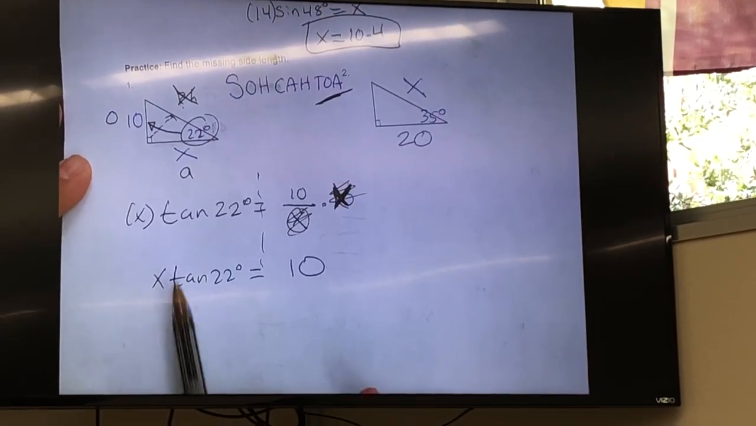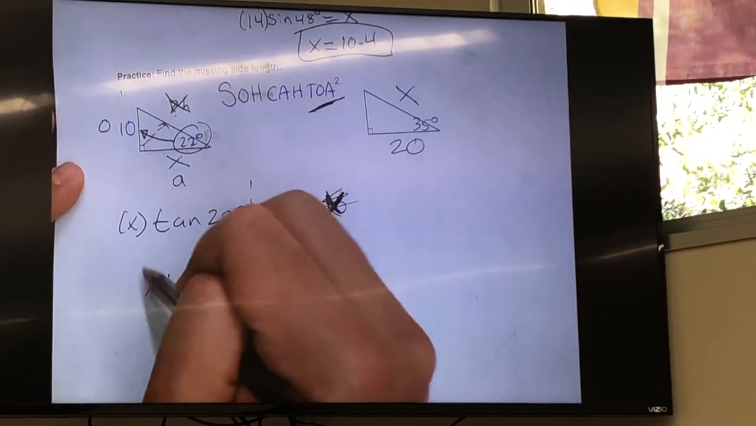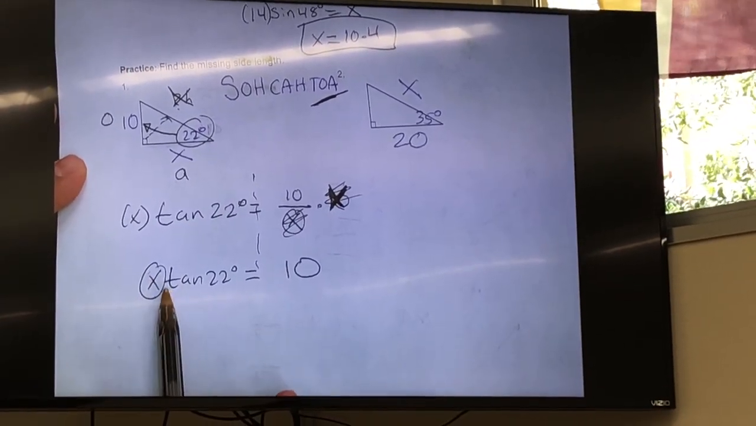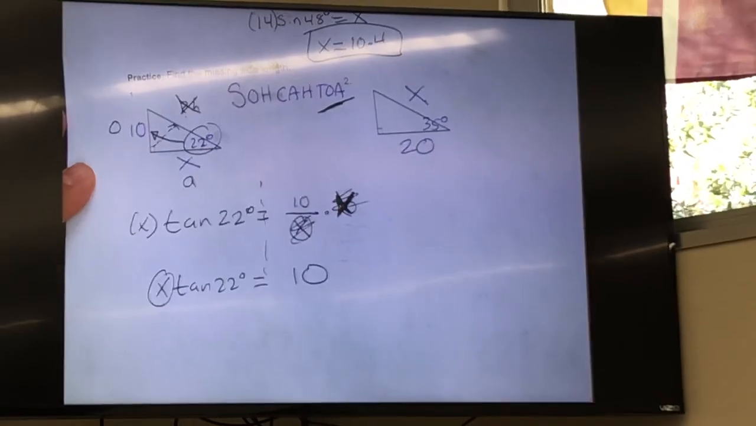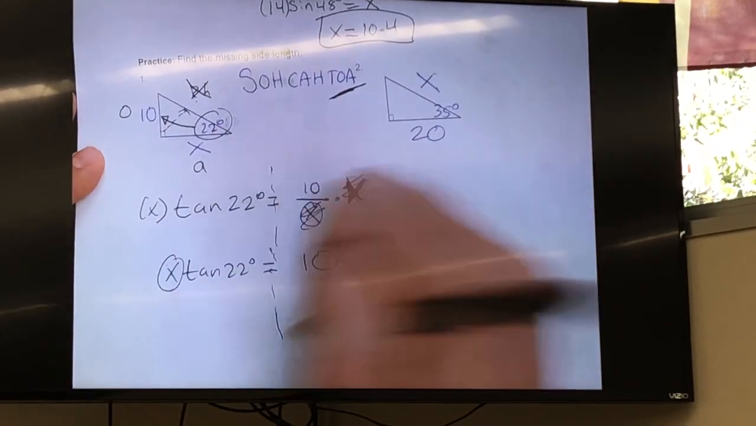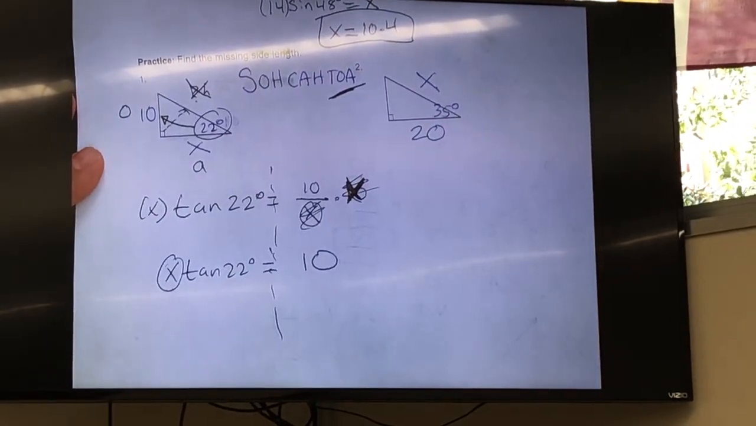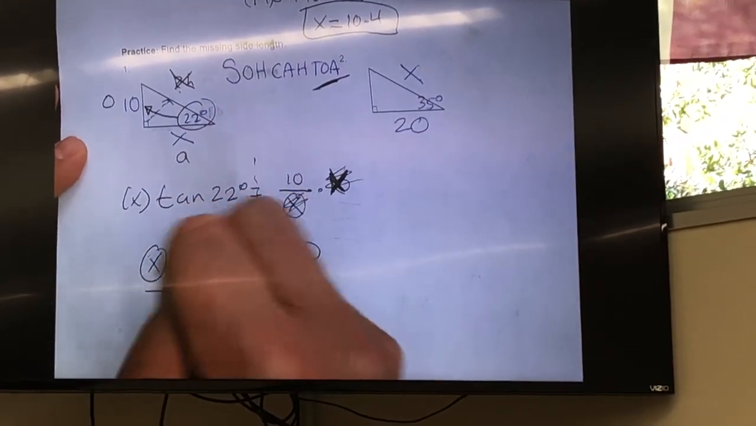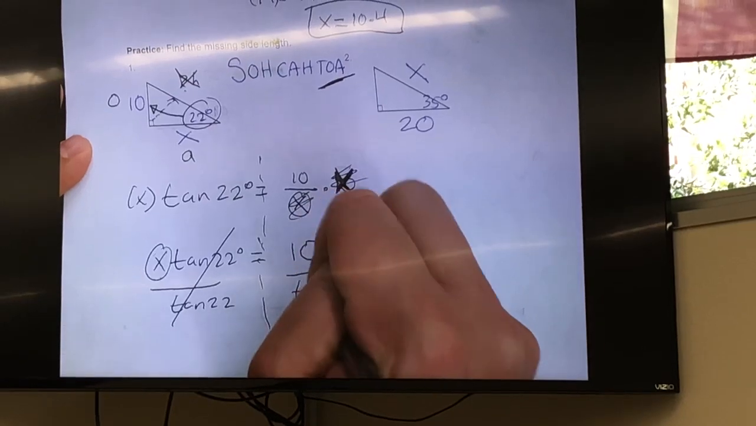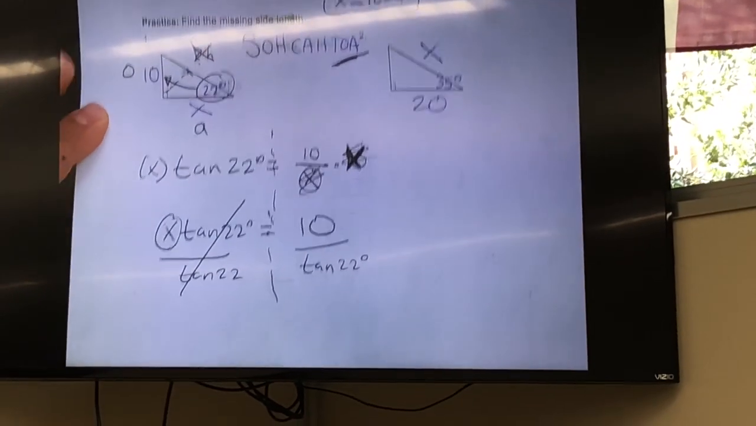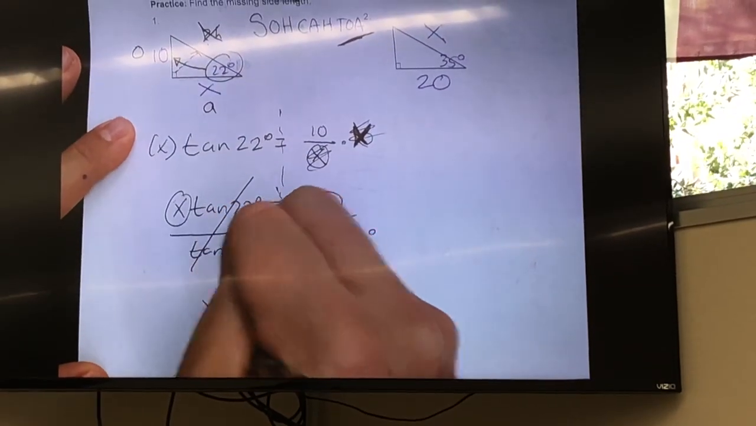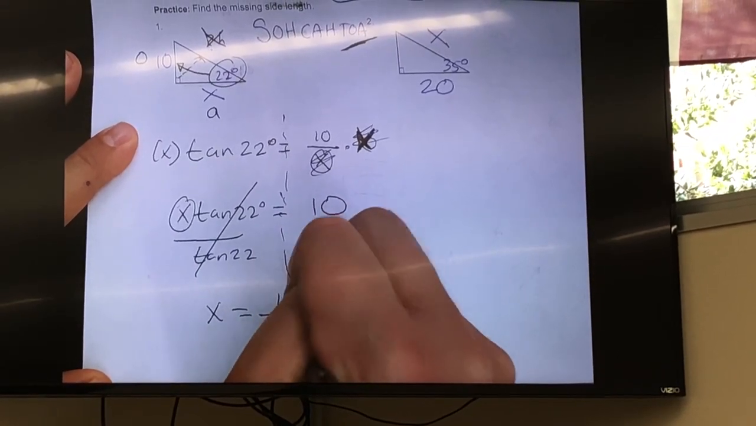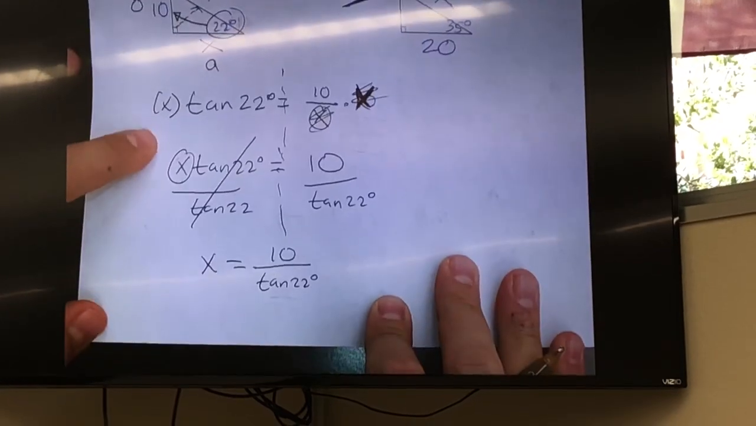Okay, so that's helpful, but x is still not by itself, right? We need this guy to be all by itself. Miss May, what are these two things doing right now if they're attached like this? Ooh, they're multiplying. That's right. So what is our inverse to get x by itself? Dividing. Correct. Again, what we're looking at now is that x is equal to 10 divided by tangent of 22 degrees.